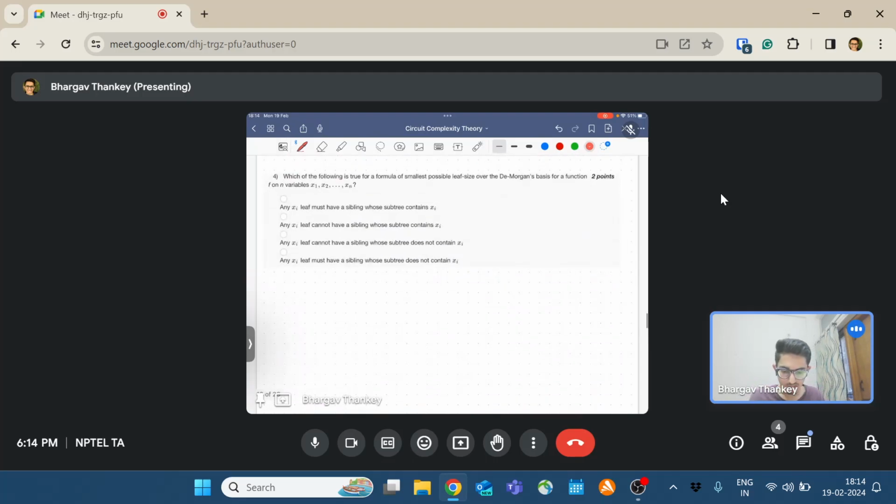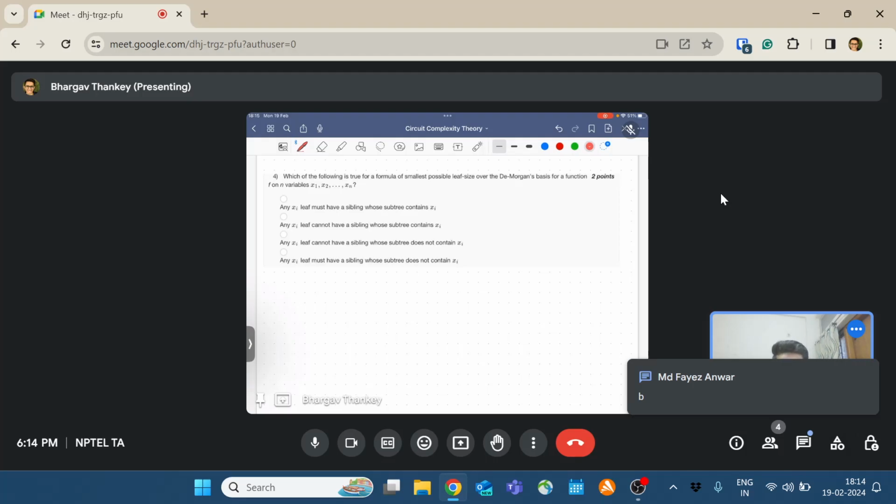Okay, so then let's look at the fourth problem. Which of the following is true for a formula of smallest possible leaf size over the De Morgan's basis for a function f on n variables x1, x2 to xn? Any leaf xi must have a sibling whose subtree contains xi. Any leaf xi cannot have a sibling whose subtree contains xi. Any leaf xi cannot have a sibling whose subtree does not contain xi. And any leaf xi must have a sibling whose subtree does not contain xi. So which of these is correct? Yeah, it's B.